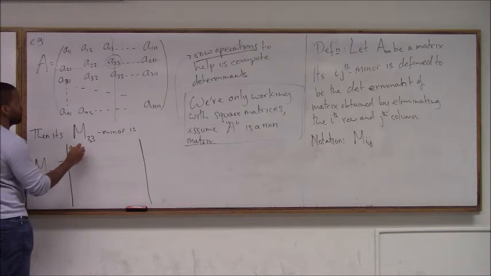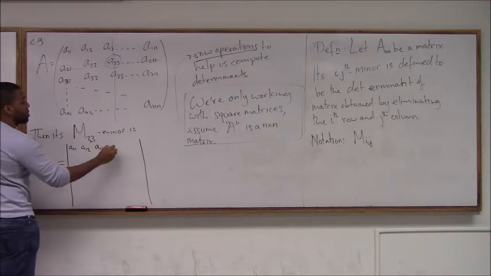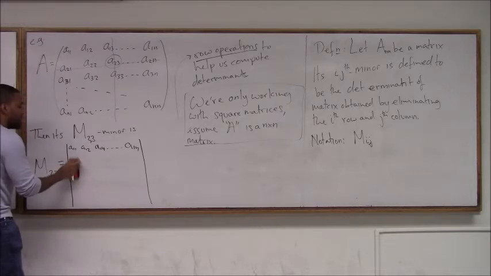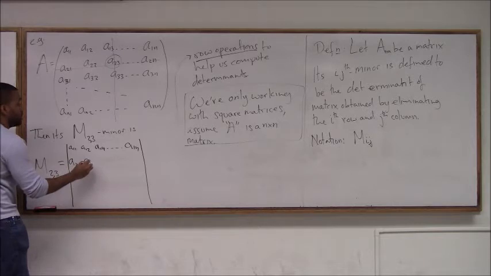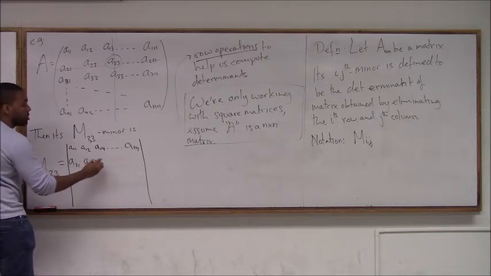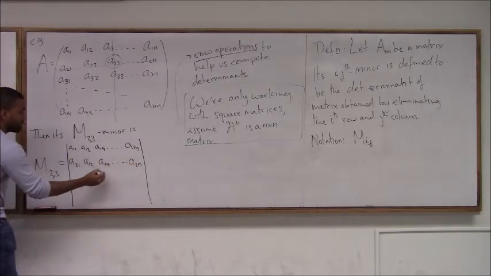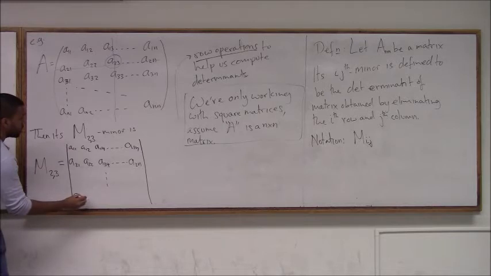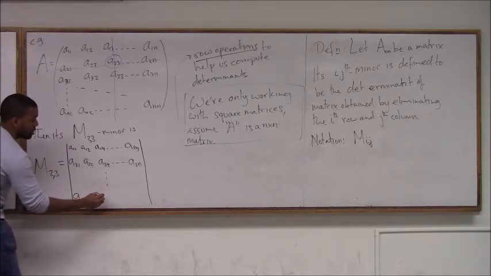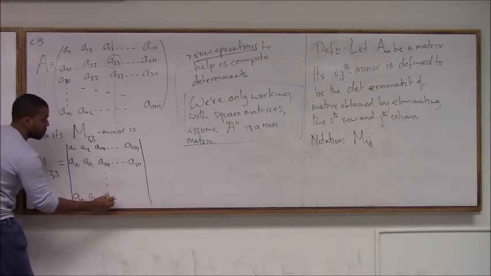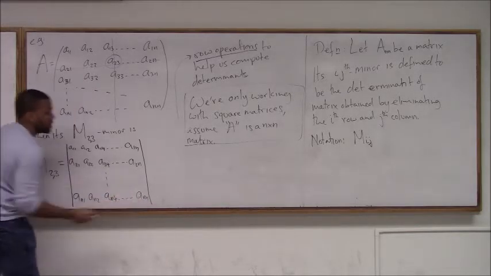So that would be A11, A12. You would skip A13, so the next one would be A14, all the way down to A1n. You would not have the second row at all, so it would skip to the third row, A31, A32. A33 would be eliminated, so the next thing would be A34, all the way down to A3n. This goes all the way down to An1, An2. The third column is eliminated, so the next one here is An4, all the way down to Ann, right?